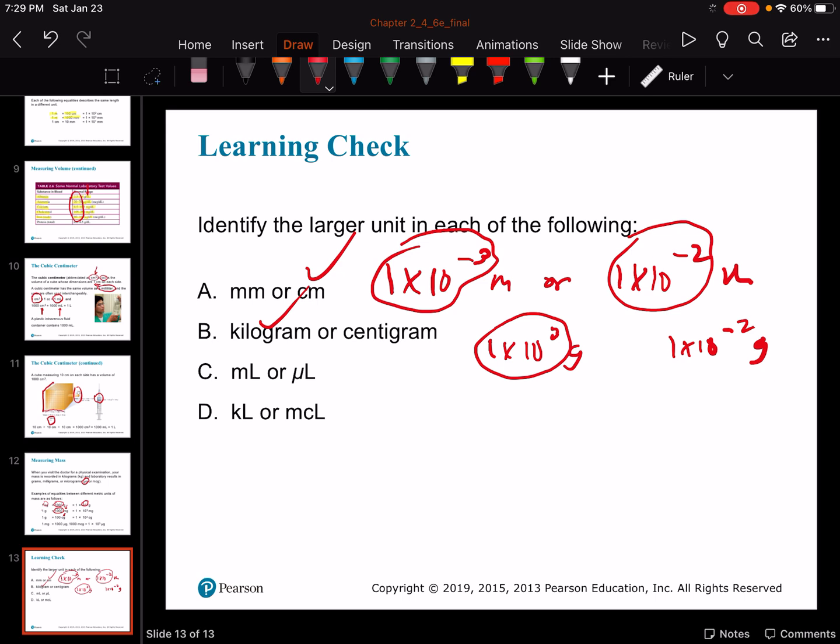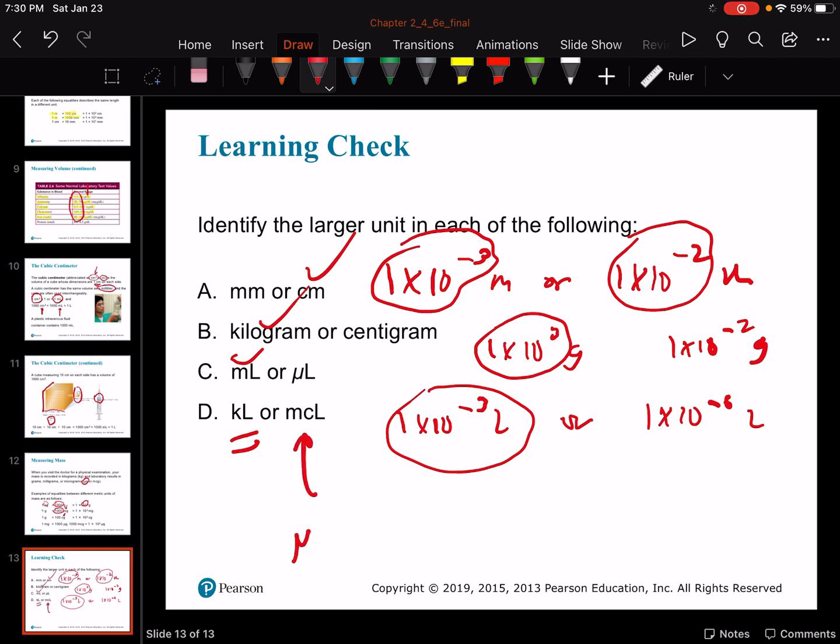All right, a milliliter or a microliter. Milli means 1 times 10 to the minus 3 liters, and a micro means 1 times 10 to the minus 6 liters. Well, this is definitely bigger, so the milliliter is bigger. And a kiloliter is bigger. All right, this is a microgram or microliter. We oftentimes write it like that. Microliter, same thing. Micro is very small, and kilo means 10 to the 3.